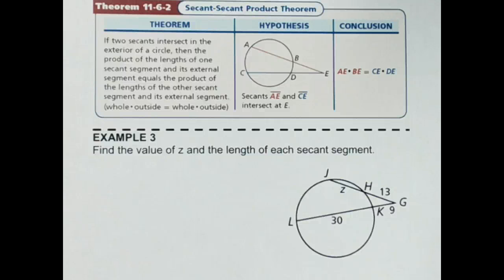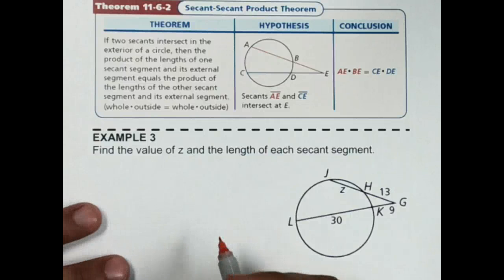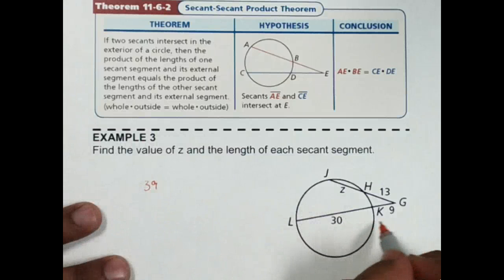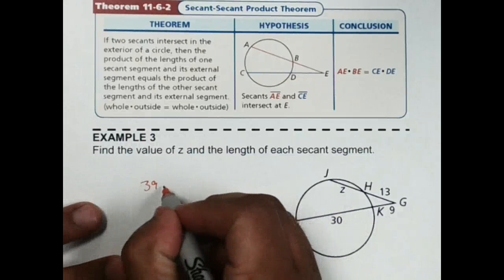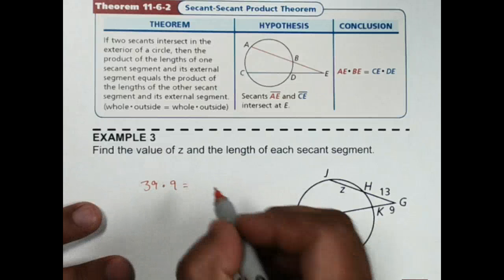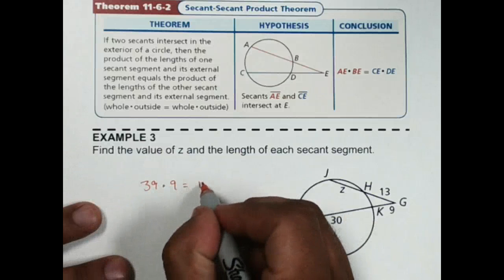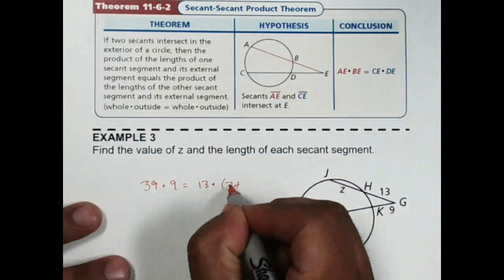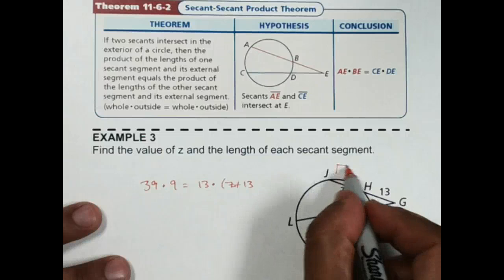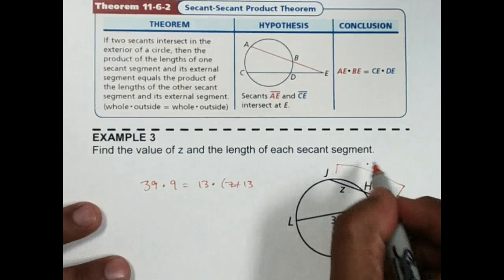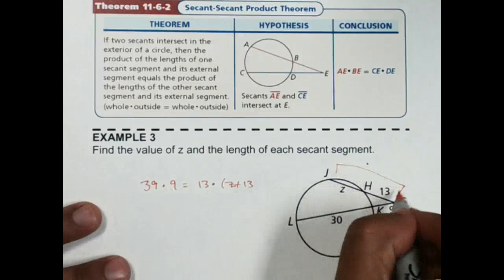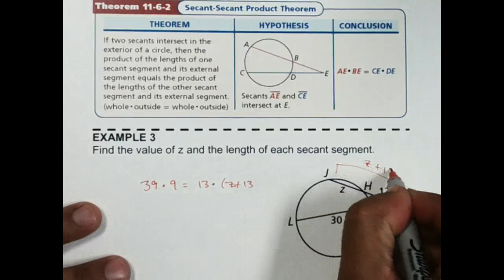So for 3, I would have 39, because I add 30 plus 9, times 9, is equal to 13 times Z plus 13. Because I have to use the whole entire length. If JH is Z and HG is 13, then J to G is going to be Z plus 13.